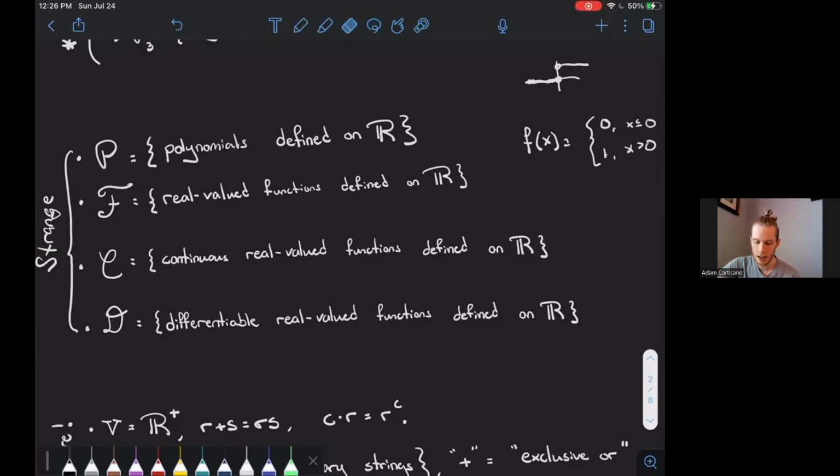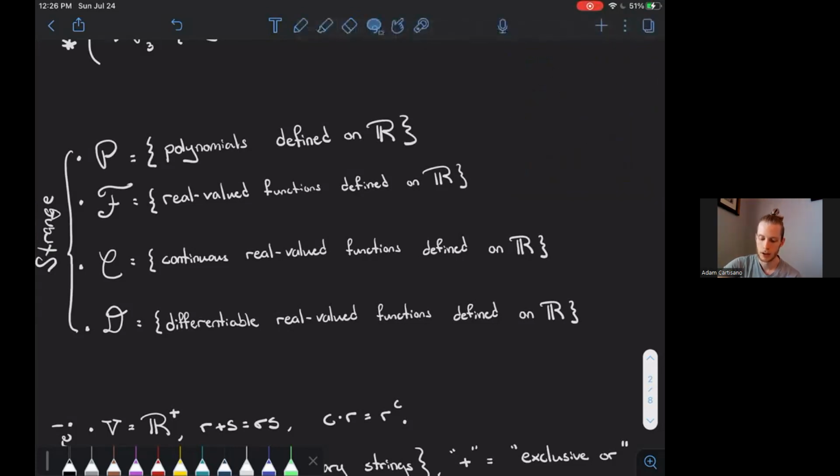However, it is not a member of C. C is the set of continuous real valued functions. Now, every continuous real valued function is, of course, a real valued function. So C is somehow a subvector space of F. We'll show that in just a second. But it still is a vector space, right? If you add two continuous functions, you get a continuous function, and so on.